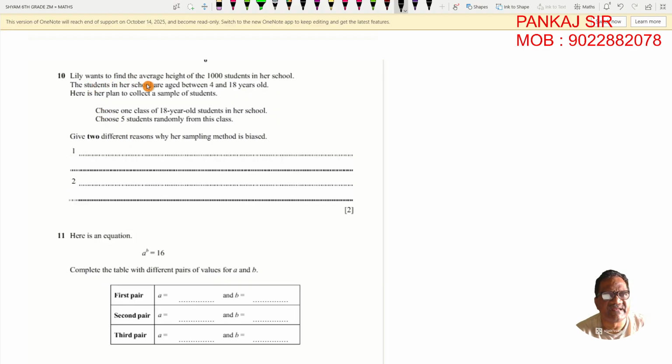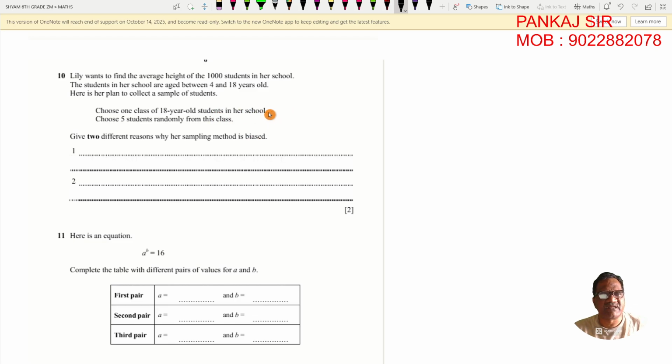Lily wants to find the average height of 1000 students in her school. The students in her school are aged between 4 and 18 years old. So here is her plan to collect a sample of students. Now choose one. So this is how she tries to prepare the sample. Choose one class of 18-year-old students in her school, and second, choose 5 students randomly from this class. Now give 2 different reasons why her sampling method is biased.